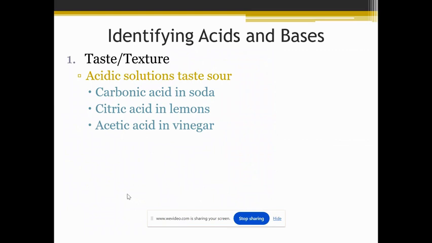Acids are going to taste sour, and you may have experienced that in a few different places like soda, lemons, limes, oranges, any kind of citric fruit. That's where they get citric acid from, because it shows up in citrus fruits. And then acetic acid is your vinegar. So balsamic vinegar, apple vinegar, all those different types of vinegar, you would have experienced acetic acid in those.